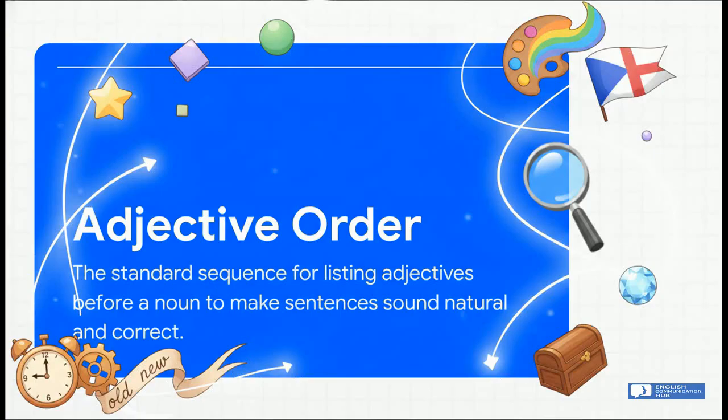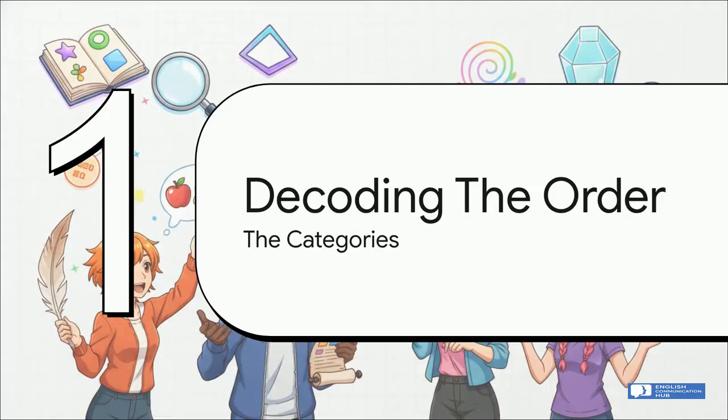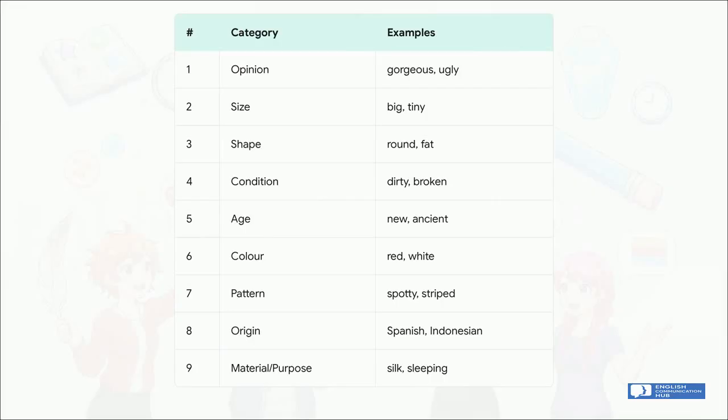Okay, so what we're talking about here is something called adjective order. It's basically the standard sequence you follow when you're listing a bunch of adjectives before a noun. Now, you might hear native speakers mix it up a tiny bit sometimes, but what we're about to go over is the framework that will make you sound right every single time. All right, you ready? Let's decode this thing. It all comes down to 10 different categories of description. So here it is, the whole roadmap. Now, don't feel like you have to memorize all of this right away, just follow along.